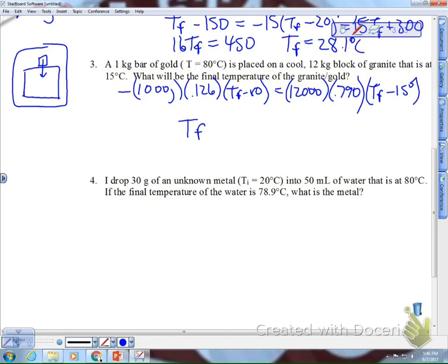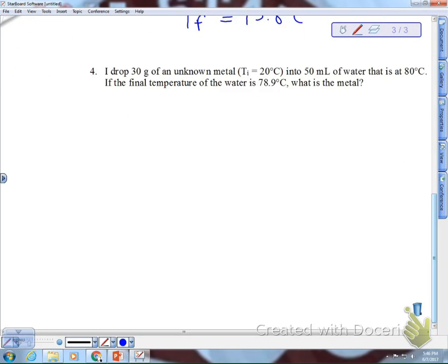Alright, let's check your work. If you got TF equaling 15.8 degrees Celsius, you did all of your algebra correct. And the last problem. We're going to take 30 grams of an unknown metal. So this is going to be calorimetry the same way, except we're going to figure out what the specific heat is of this unknown metal.